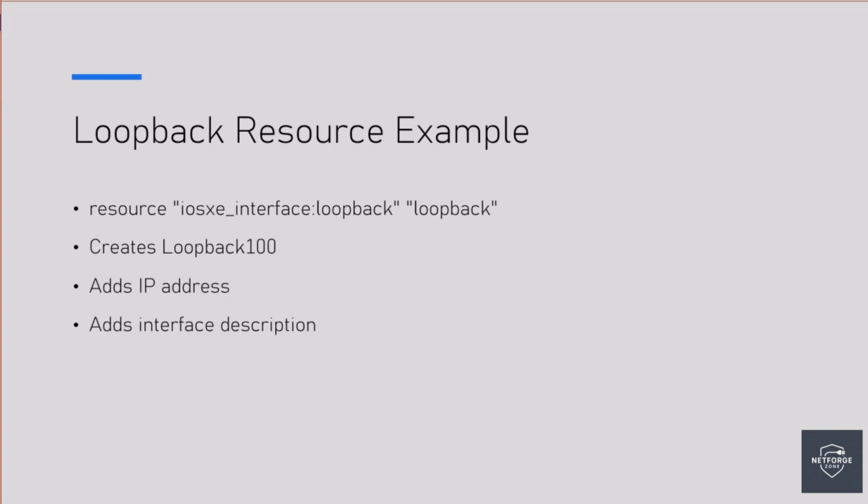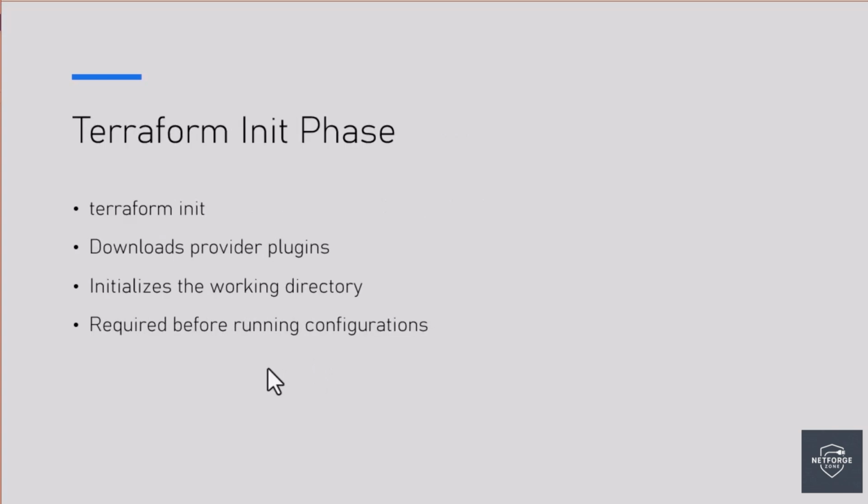And another thing, for example, a loopback resource example could be like this. Resource called iosxe_interface_loopback, and the name is loopback. Create Loopback 100 is the command, and then add IP address, and after that interface description. All of them are resource descriptions for creating an object in Terraform.